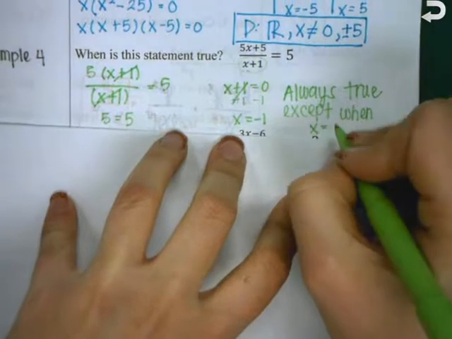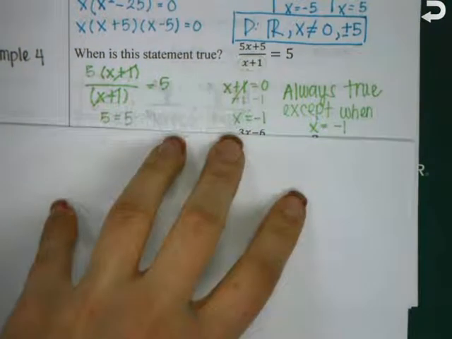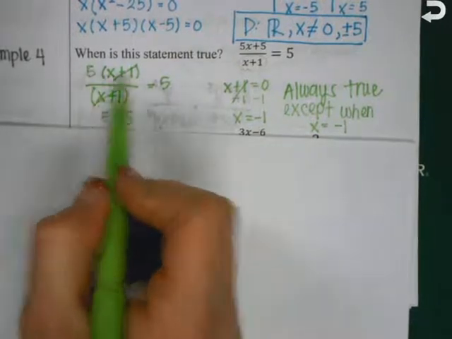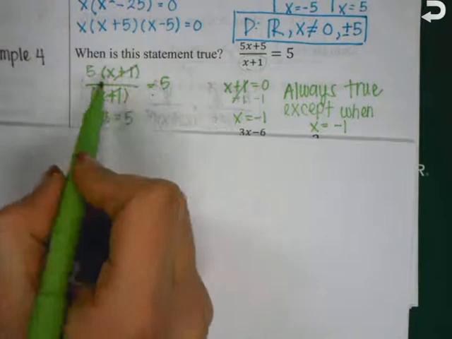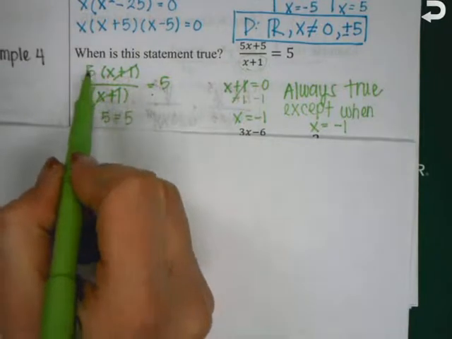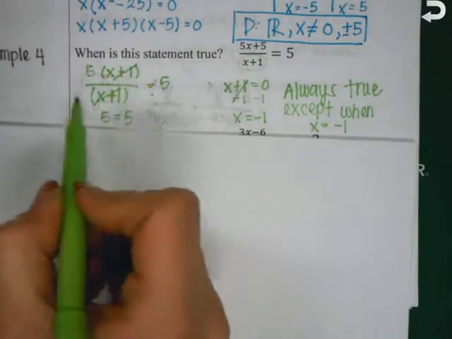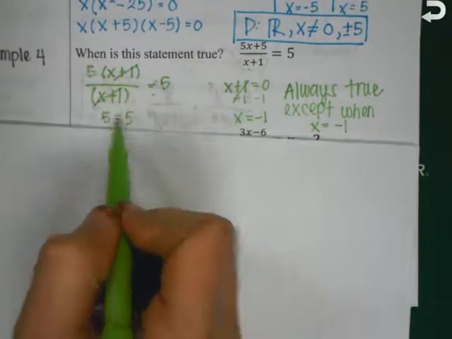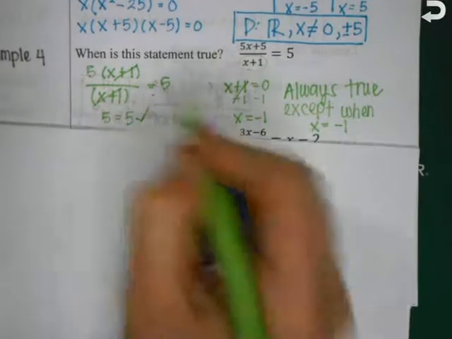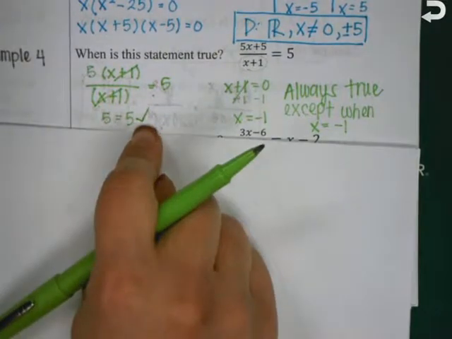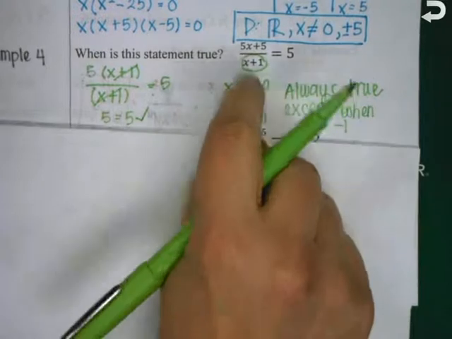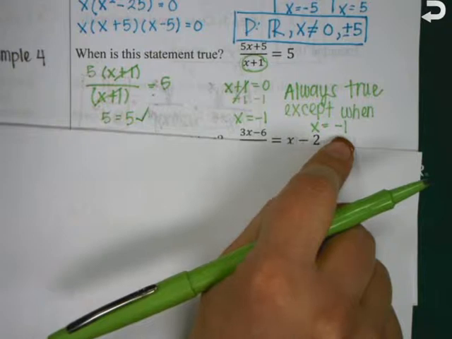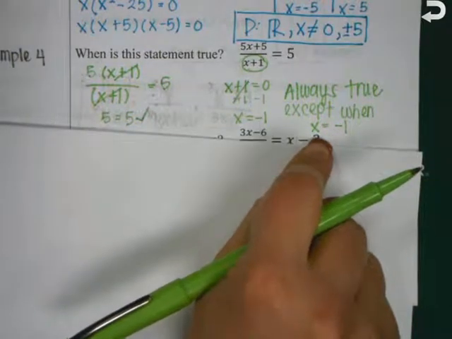So the reason we wanted to factor and cancel out first is to check that we would still end up with 5 equals 5. If we ended up with something that did not come out to be a true statement, so for example 3 equals 5, it would never be true. So we wanted to end up with 5 equals 5 first to check that it was a true statement. Then we still have to check the domain. Where would that denominator equal 0? So this will always be true except for the one point where x equals negative 1. Okay. Last one, example 5.